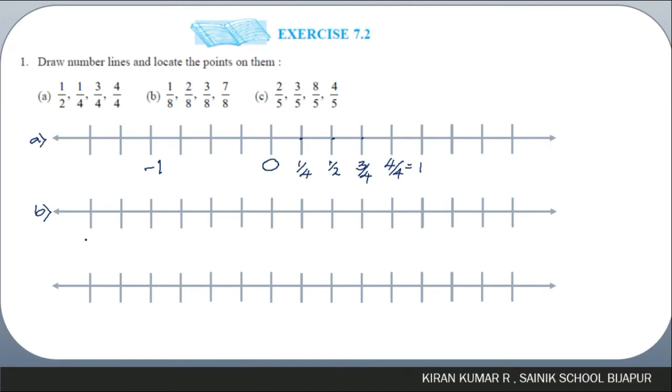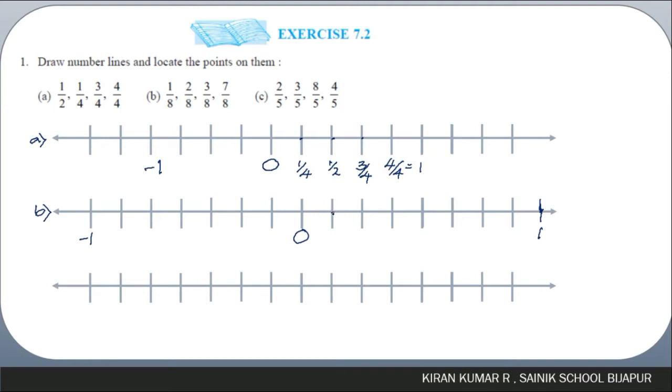If I mention here -1, 1, 2, 3, 4, 5, 6, 7, 8. This number has to be 0, 1, 2, 3, 4, 5, 6, 7, one more. Remember there should be equal spacing between the numbers. Approximately I have made equal spacing. You can use a ruler for that and make it.